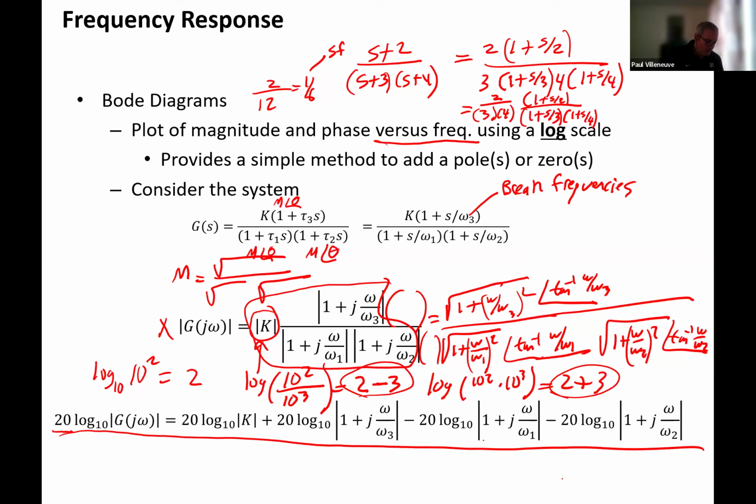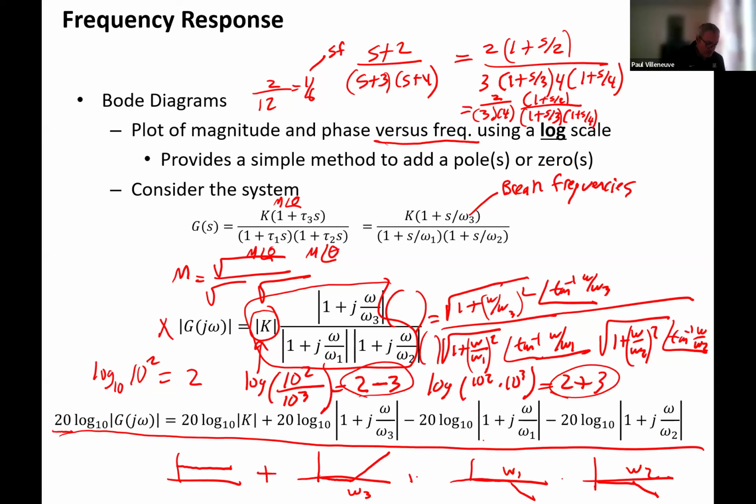So what we're doing when we do these approximations is we actually have individual plots. This is a plot for a scale factor. This is the plot for this term running along perfectly flat until we get to omega sub 3. This is the plot of this one running along perfectly flat until I get to omega sub 1. And lastly, this is the plot running perfectly along until we hit omega sub 2. And graphically, I have these represented.